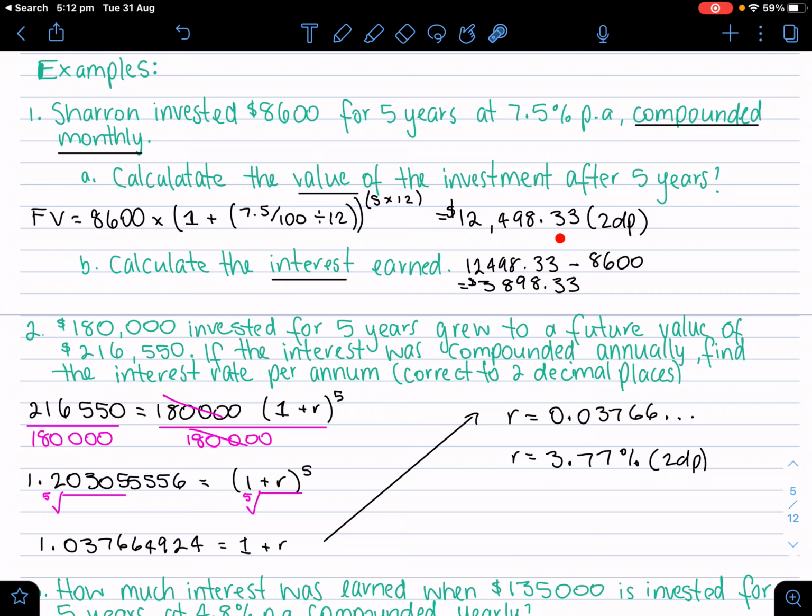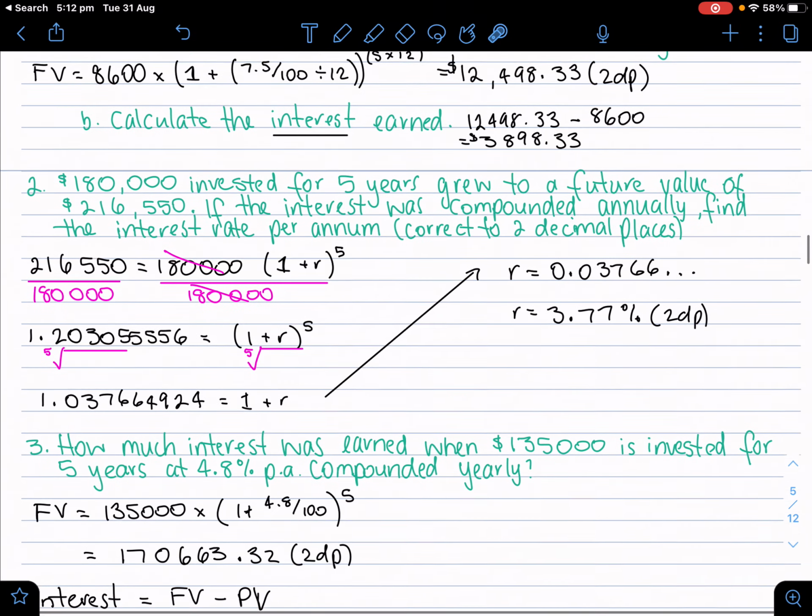Now let's look at the next example. Part B of this says, calculate the interest earned. Well, we know how much she originally put in. We know how much it turned out to be. So the difference between the two will be the interest, and that's what we do here. So the interest is $3,898.33. Hopefully you understood example 1. Let's move on to example 2.